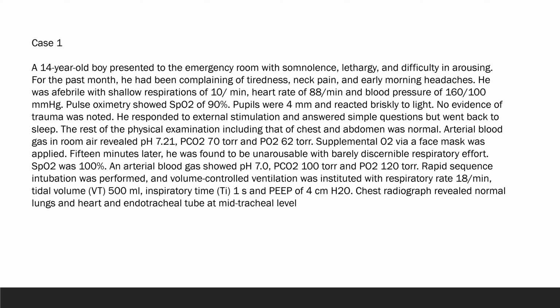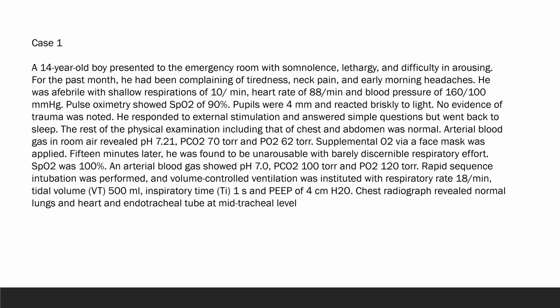No evidence of trauma. There is a response to external stimulation, and the baby, your patient, is answering simple questions, but he went back to sleep. Rest of the examination, including that of the chest and abdomen, is normal. ABG shows pH of 7.2, PCO2 70, PO2 62. Supplemental oxygen via face mask was applied. 15 minutes later, he was found to be unarousable with barely discernible respiratory effort. SpO2 was 100%. ABG now shows a pH of 7, PCO2 of 100, PO2 of 120.